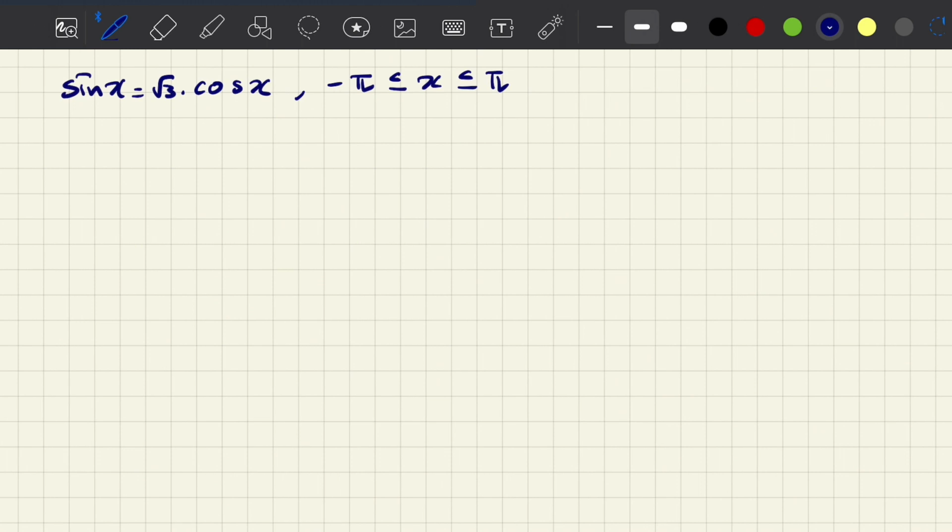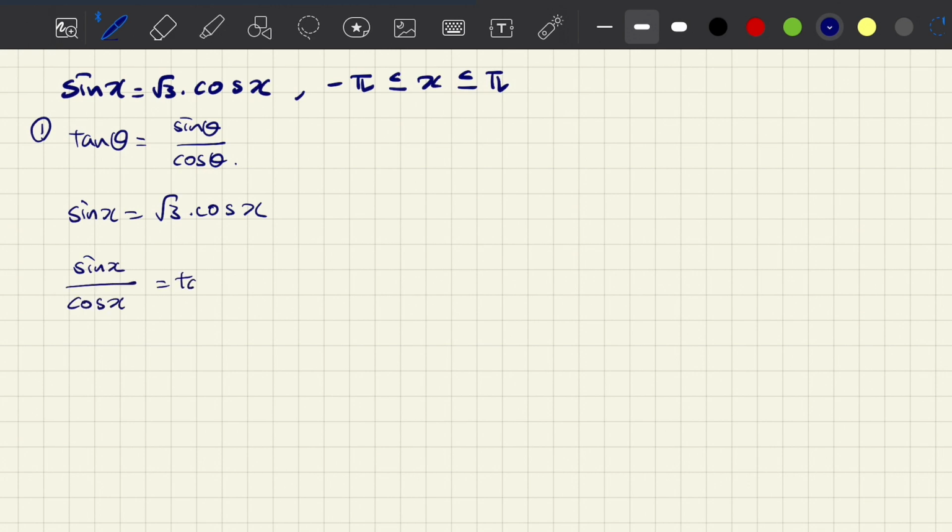So we need to solve sine x equals square root 3 times cosine x. I'm going to use the first method first, using the tangent. We know tangent theta is the same as sine theta over cosine theta, right? So using this concept, sine x equals square root 3 times cosine x, which is the same as sine x divided by cosine x, which equals tangent x, equals square root 3.